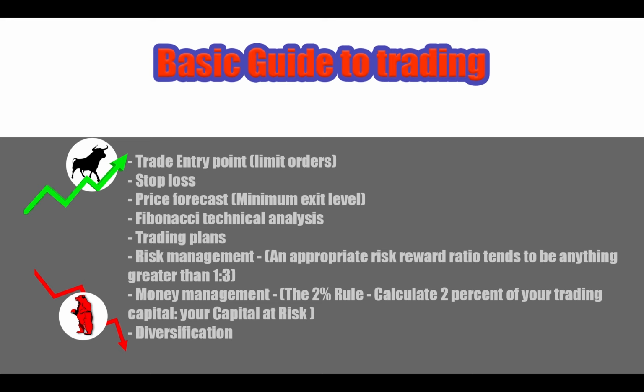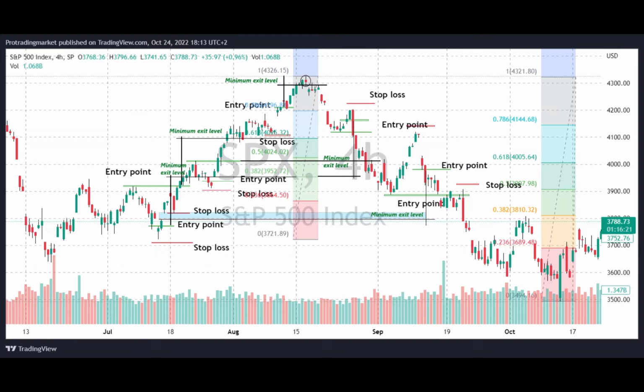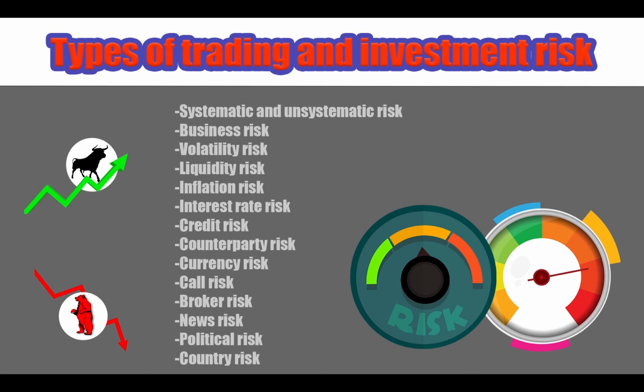Basic guide to trading: a trade entry point, limit orders, a stop loss, a price forecast, a minimum exit level, Fibonacci. Technical analysis. Trading plans. Risk management. An appropriate risk-reward ratio tends to be anything greater than 1 to 3. Money management. The 2% rule. Calculate 2% of your trading capital, your capital at risk. Diversification. Hedging. Types of trading and investment risk: systematic and unsystematic risk, business risk, volatility risk, liquidity risk, inflation risk, interest rate risk, credit risk, counterparty risk, currency risk, call risk, broker risk, news risk, political risk, country risk.